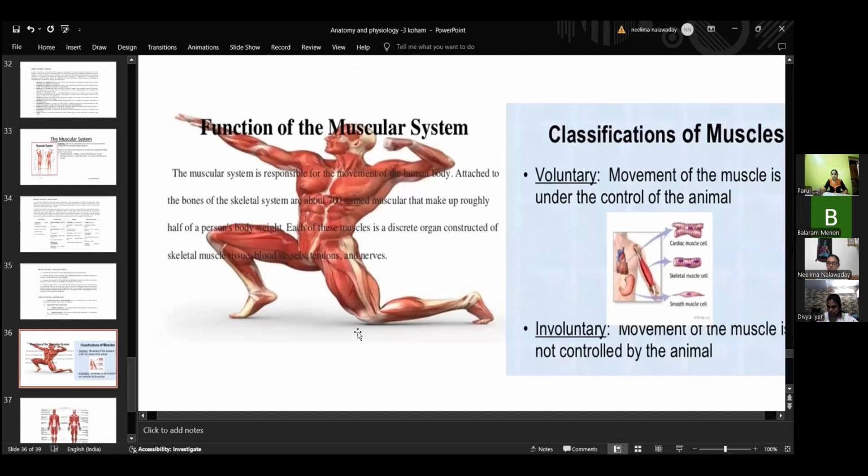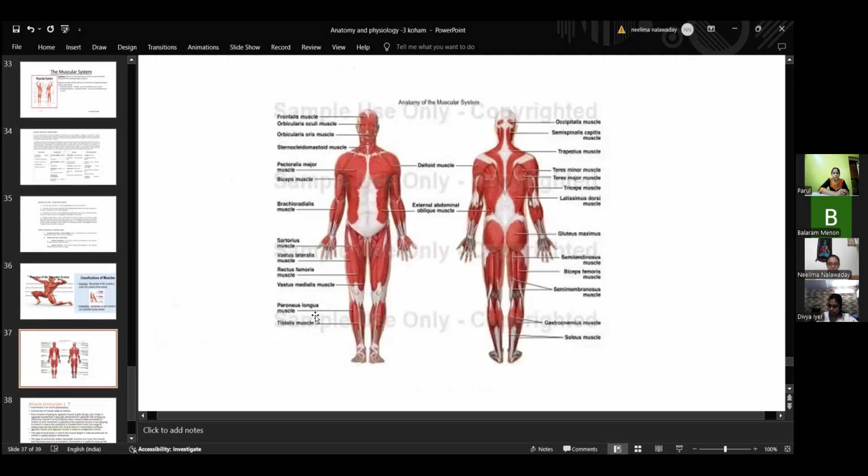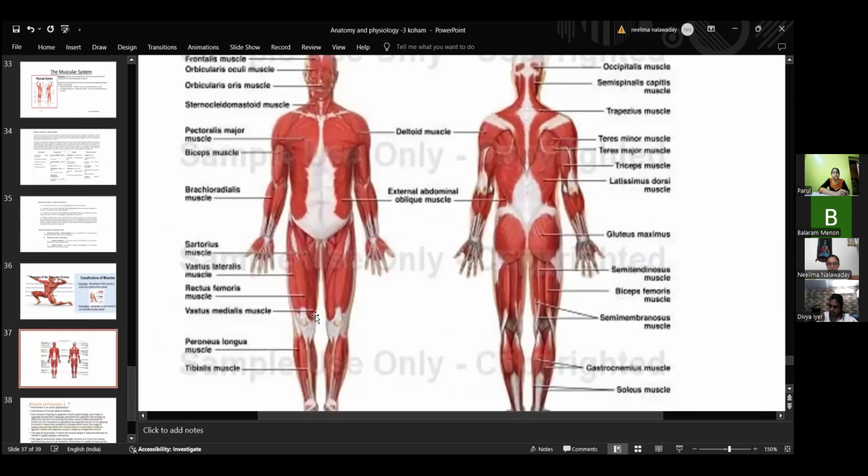This is again, we saw this already, the types. There is no need to memorize all these muscle names. This is just for your additional information.